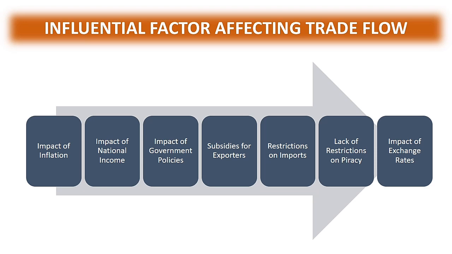National income. If the gross domestic product of a country increases, the per capita income of the people of the country will also increase, which leads to increased consumption and spending. Moreover, this will definitely increase the demand for imported goods and will have an adverse effect on the balance of payment of the country.